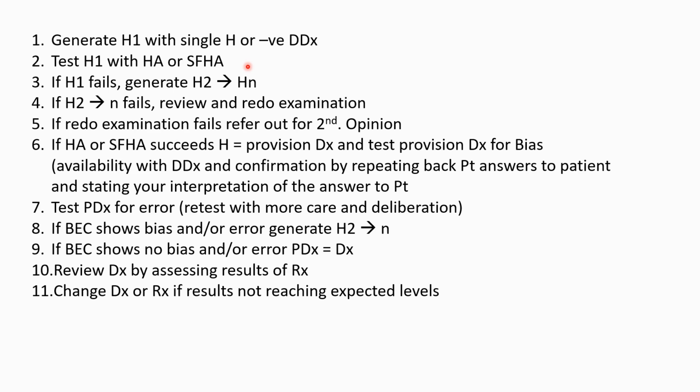If the hypothesis stands up to testing, then your hypothesis becomes a provisional diagnosis, and it has to be tested for bias and error. The bias is basically availability bias, with differential diagnosis for the availability, and then the confirmation bias, which is going to be the follow-up big one for this. Repeat back the patient's answers to the patient and see if they agree that's actually what they said. You can twist things around so you make their answer fit, so make sure the patient has actually said that.